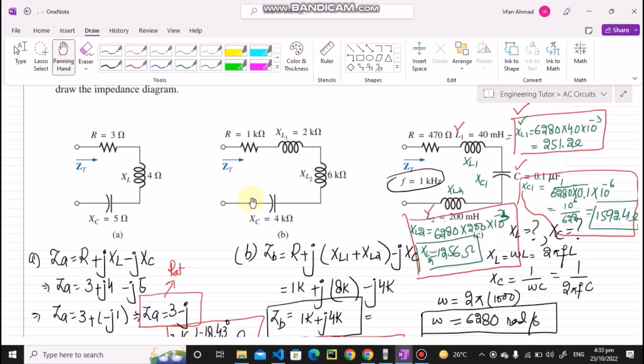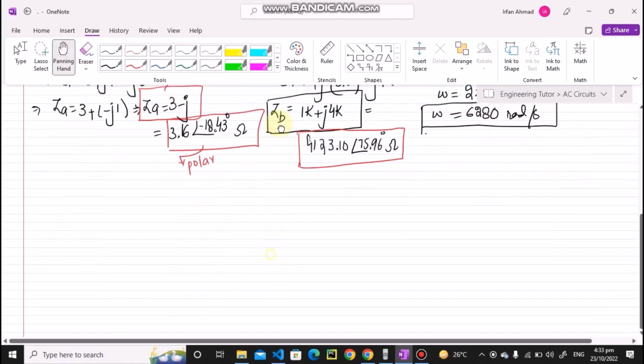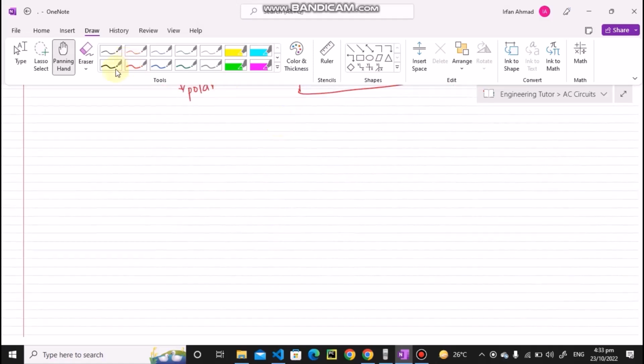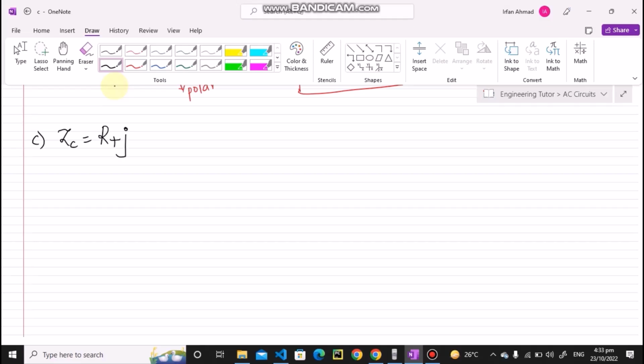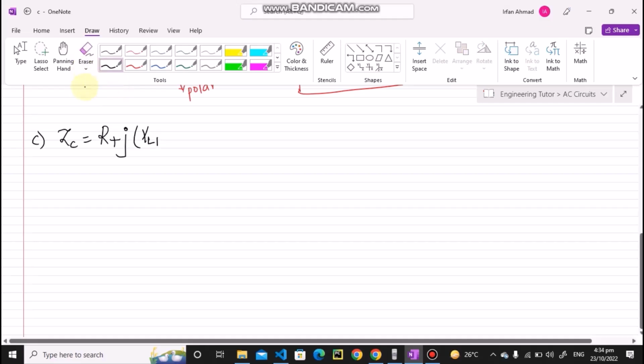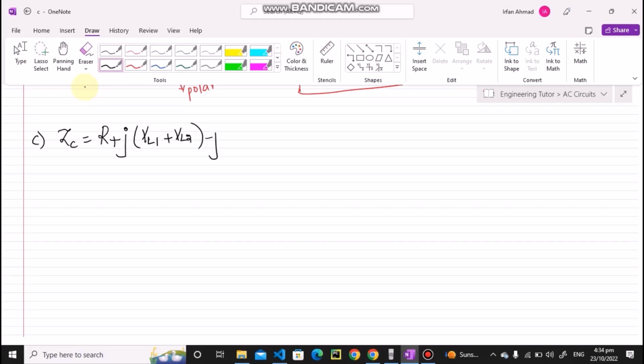So in calculating the total impedance here, again the same procedure. This is part C, and let me call it ZC, and here we have to add the resistor, as we have only one resistor here. Similarly, the plus sign with all the inductive reactances. So we have two inductive reactances, XL1 plus XL2. Okay, and only one capacitive reactance, and that is XC1.